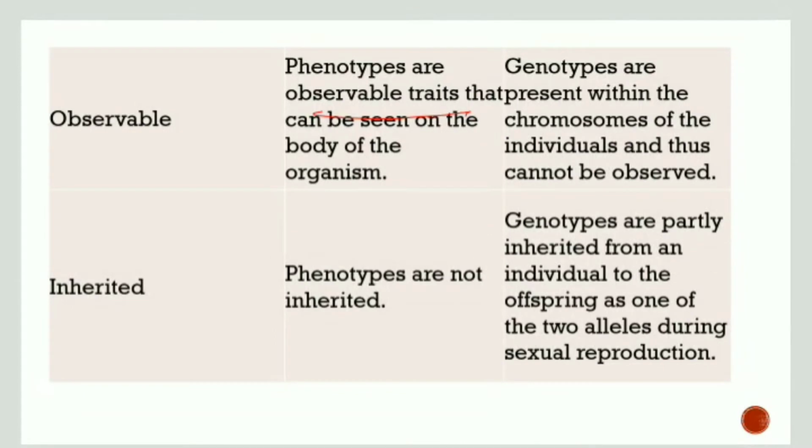Next, let us discuss based on the heritability. So, phenotypes are not heritable, whereas genotypes are partly heritable. And this is because during a sexual reproduction, one of the two alleles are being transferred to the offspring. So, we can say that genotypes are partly inherited, whereas phenotypes are not inherited.